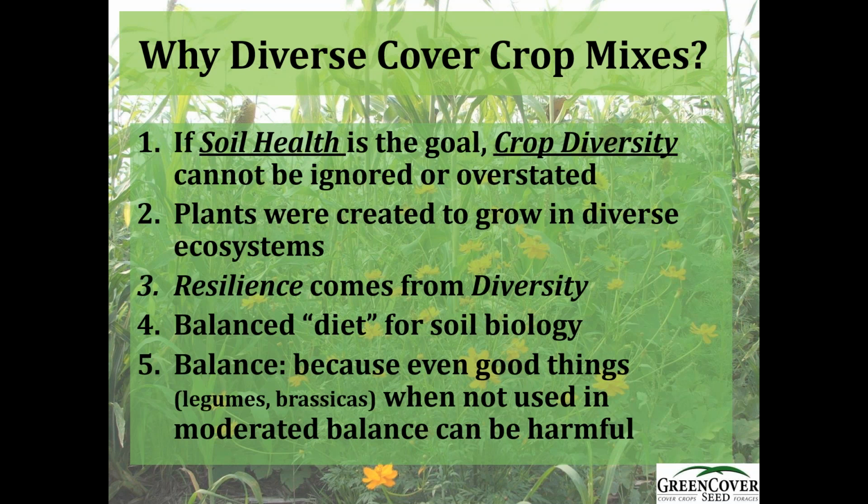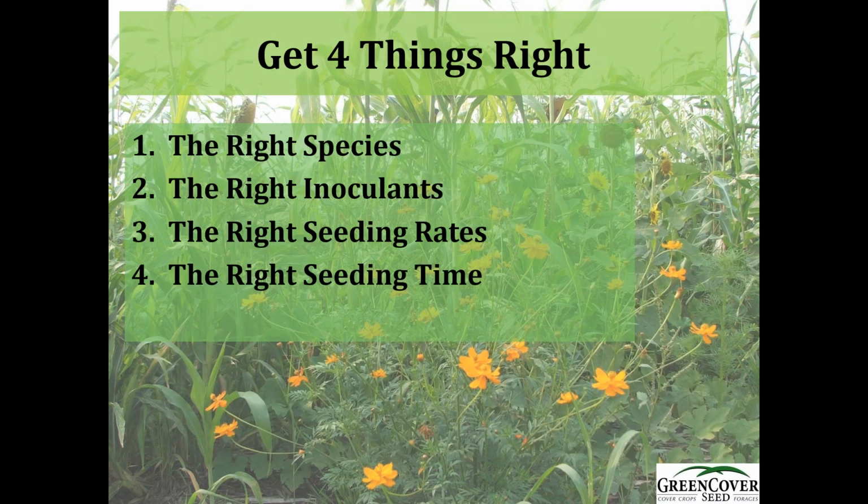And the last point here is just that we want to be in balance, because even good things like a legume or a brassica, which can be a very good thing in our mix, even those, when they're not used in a moderated, balanced setting, can be harmful. You can overdose on anything, and cattle can overdose on eating any one particular thing. And so we want to give not only the biology but also our livestock that balanced diet, because they generally will make pretty good choices if you give them different options to select.